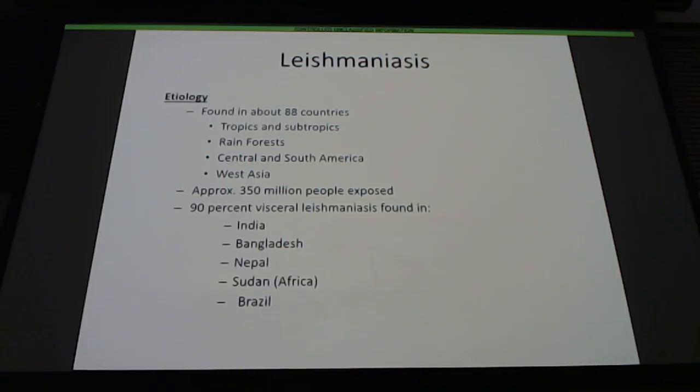Okay. So 90% of visceral leishmaniasis is found in India, Bangladesh, Nepal, Sudan, and Brazil. Visceral leishmaniasis is the bad one. The cutaneous isn't extremely bad. The mucocutaneous one can be very deforming, but the visceral one can kill you. And the visceral one can end up coming back as well. Right? So remember, this thing is spread by sandflies.